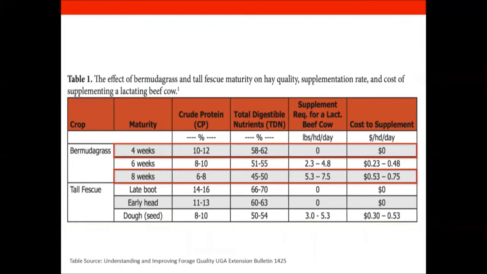But if you don't manage your forage very well and you let your Bermuda grass get a little too mature, 8 weeks maturity, your crude protein is going to go down, your TDN is going to go down, and then you're going to have to start supplementing these lactating beef cows. And that's when it starts getting costly, is the supplementation.